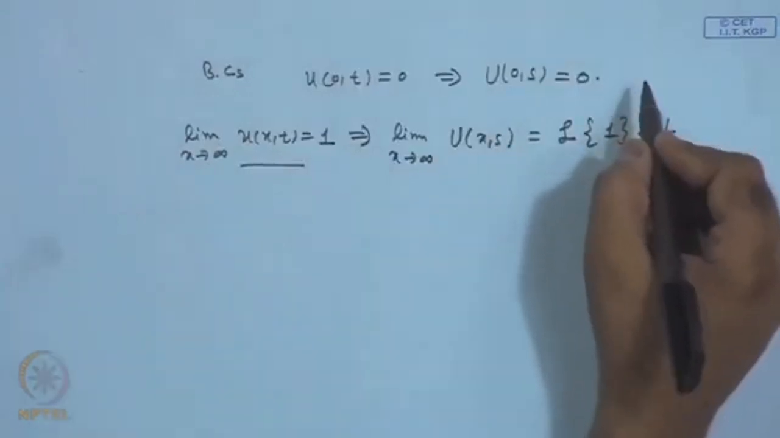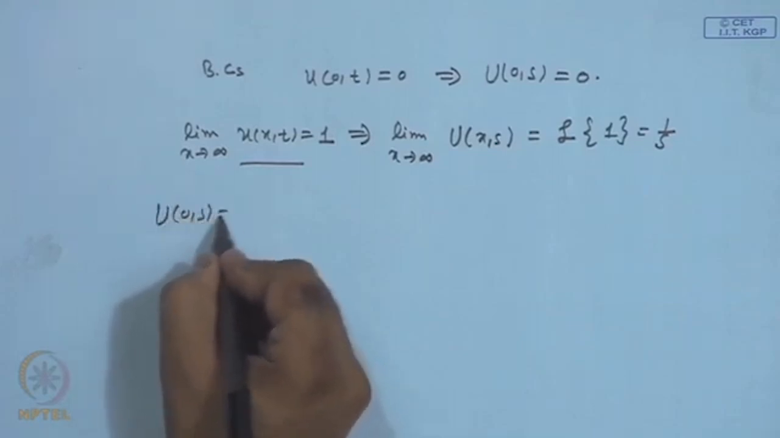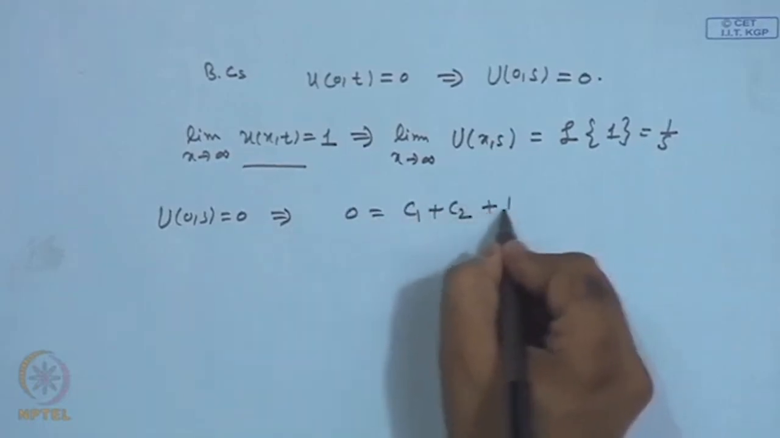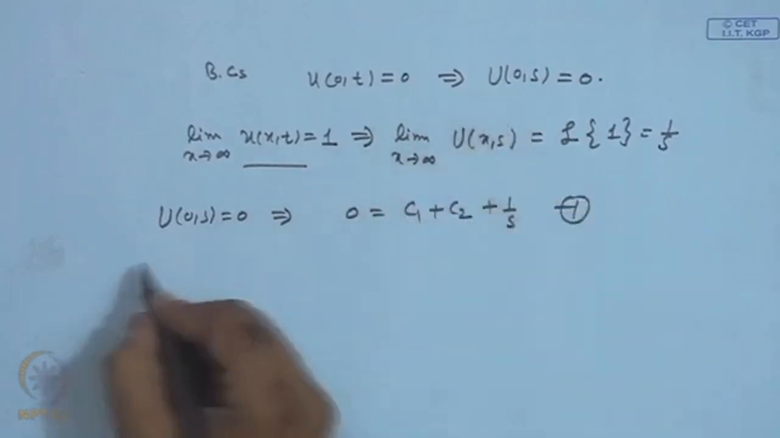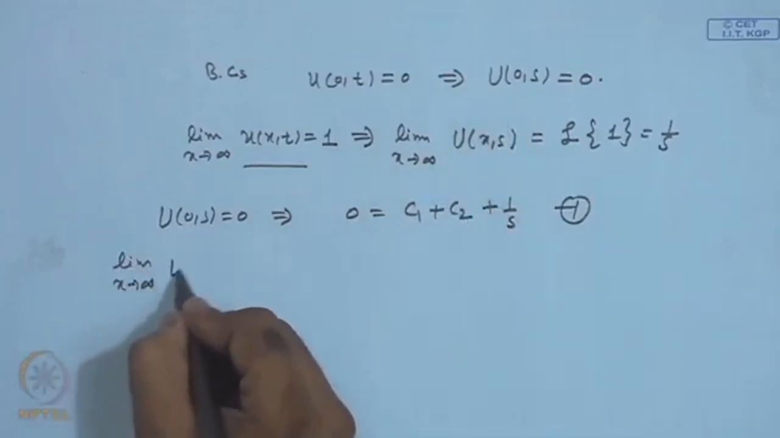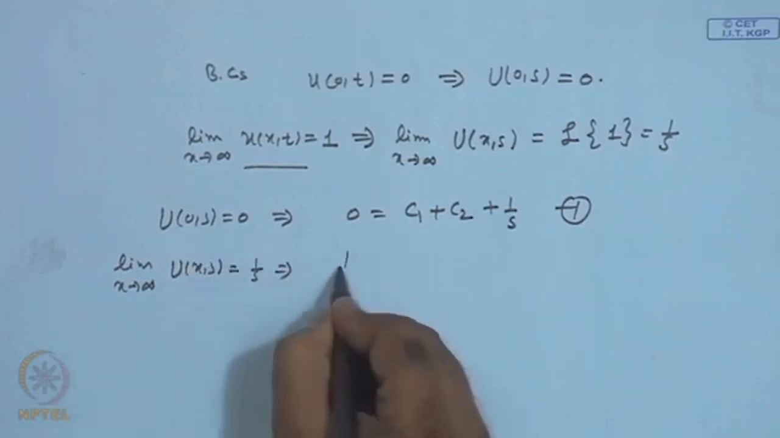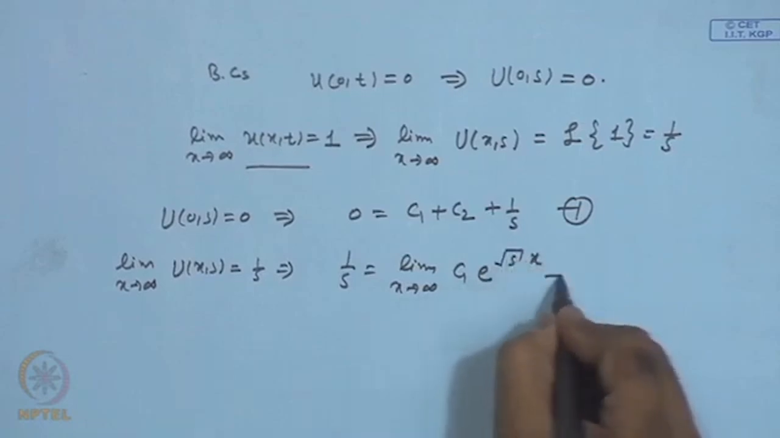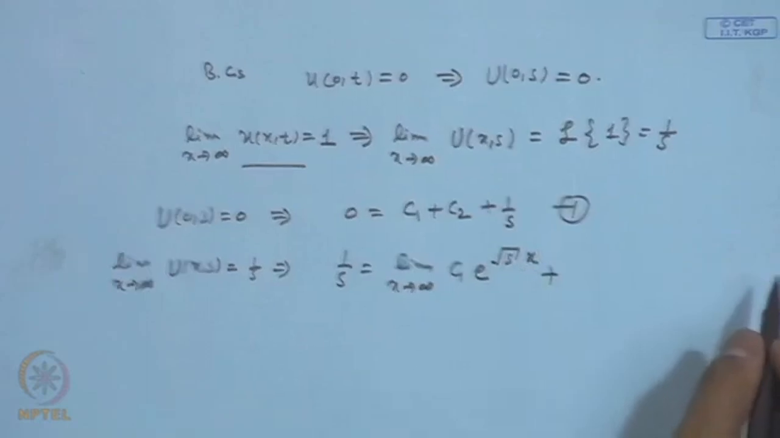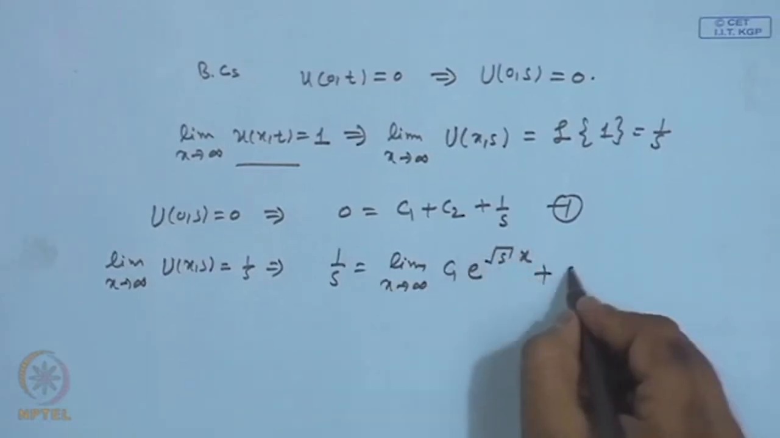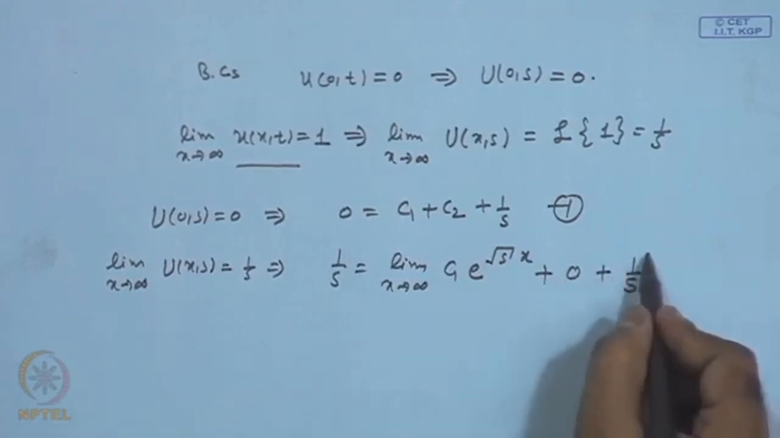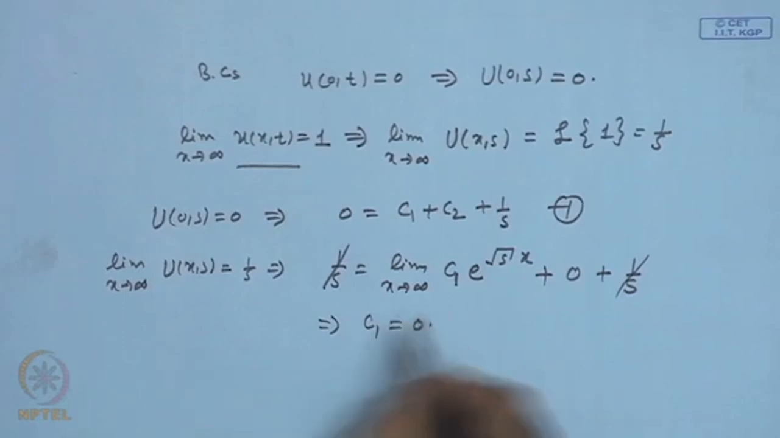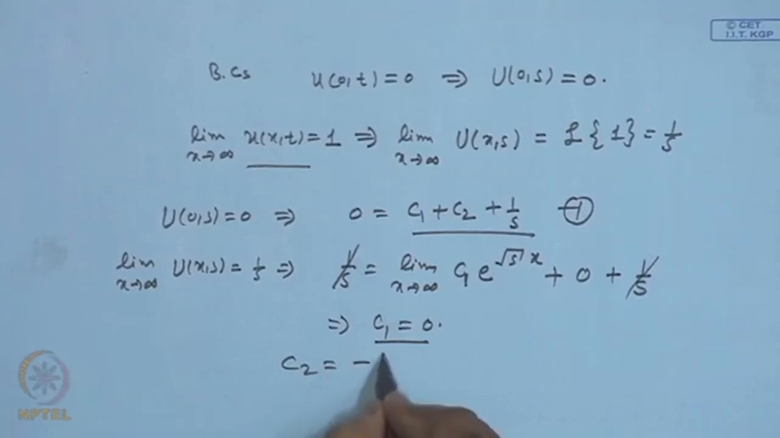So, with the first condition, u(0, s) = 0, we get 0 = c1 + c2 + 1/s. This is one equation. When we use the second one, that is, the limit as x approaches infinity of u(x, s) is 1/s, we look at the first term c1 e^(√s x) plus the second term c2 e^(−√s x). As x approaches infinity, s is positive, so the second term goes to 0 and we have 1/s. This is possible only when c1 is 0. Then with c1 equal to 0, we get c2 = −1/s.